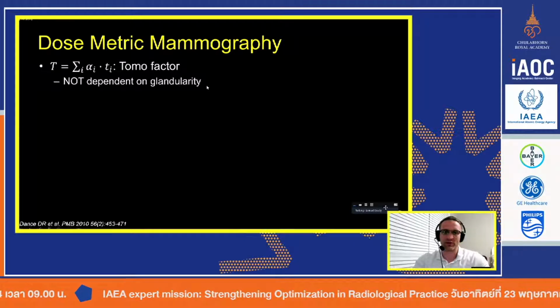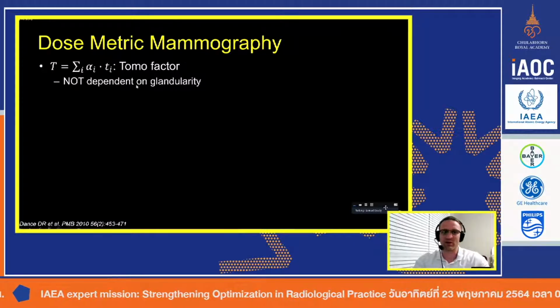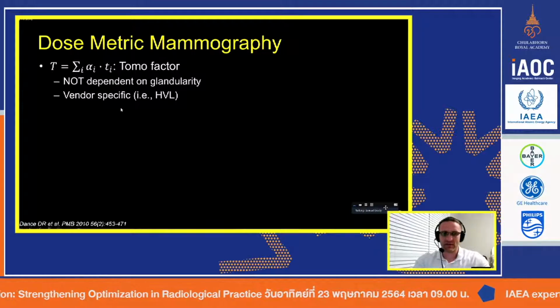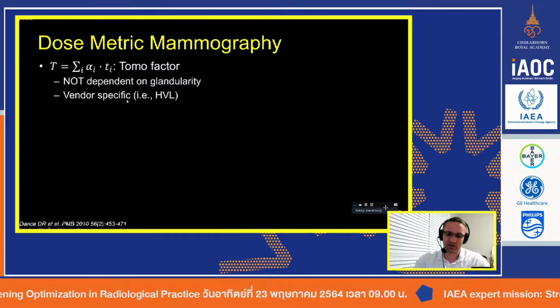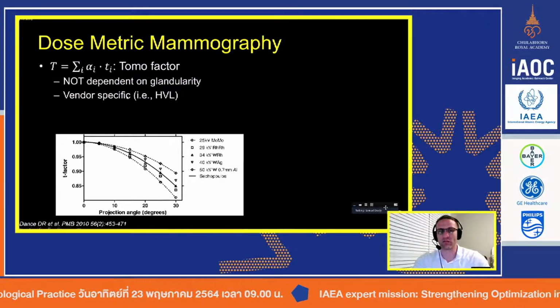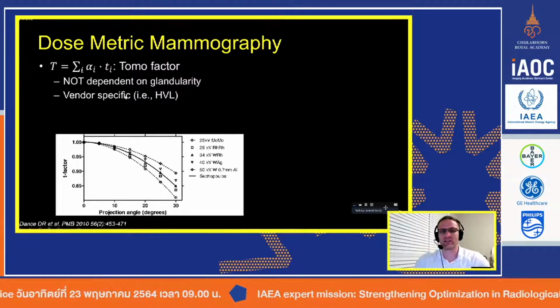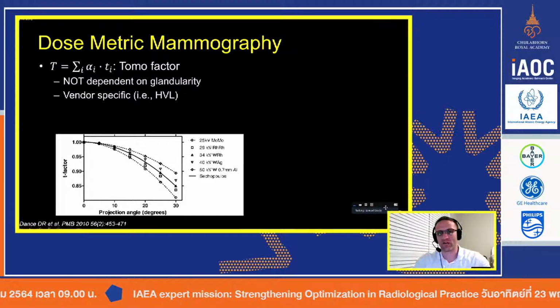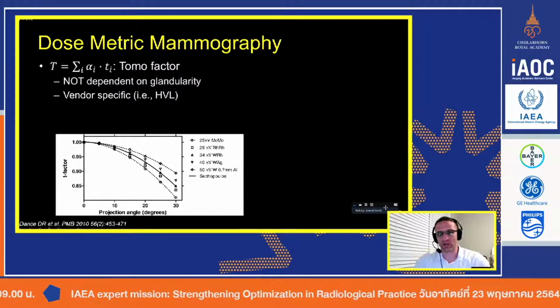One of the beautiful things about the tomo factor is it is not dependent on glandularity. And it is dependent, of course, as you would expect, on the half value layer. So it is vendor specific. So when we have lookup tables, we will need to have different lookup tables for each vendor and for every target filter combination out there, based on kV.